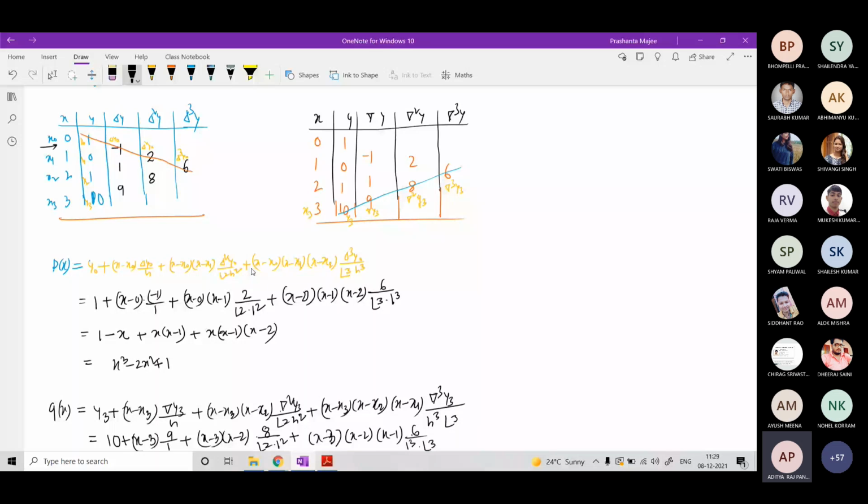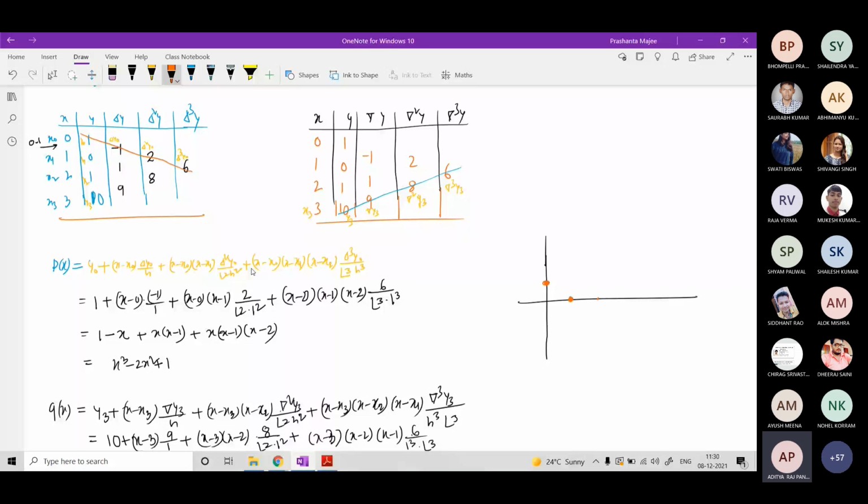So if you plot the data points in 2 dimensions, first is 0, 1. So x value is 0, y value is 1. So this is the data. Next is 1, 0, x is 1, y is 0. This is the data. Next data point is 2, 1. X is 2, y is 1.